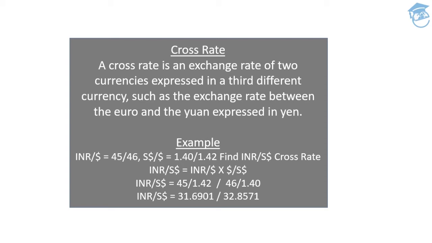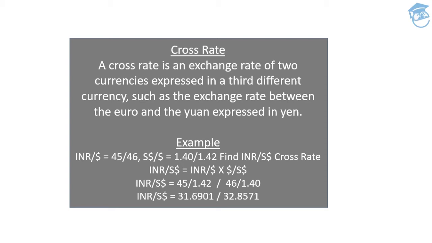The first thing is INR per dollar. $1 is equal to 45 bid and 46 ask rupees. Next, if I go for the option of the Singapore dollar, Singapore dollar to $1 is available at 1.40 bid and 1.42 ask. So I can simply say if you wish to purchase dollars, then you have to pay 46 rupees. If you wish to go for Singapore dollars, then you'll have to pay 1.42 Singapore dollars in order to obtain $1. Now we need to find out what the INR to Singapore dollar cross rate is going to be.